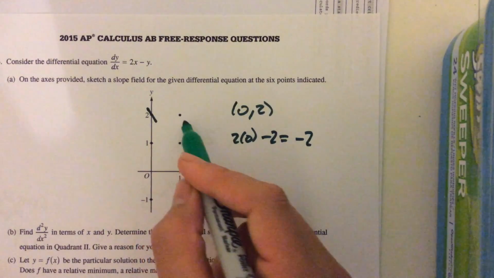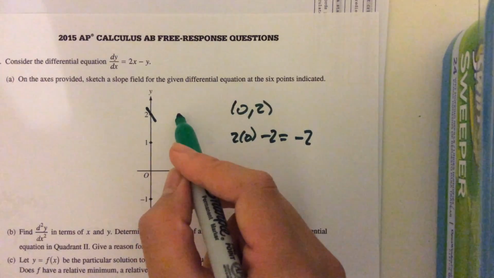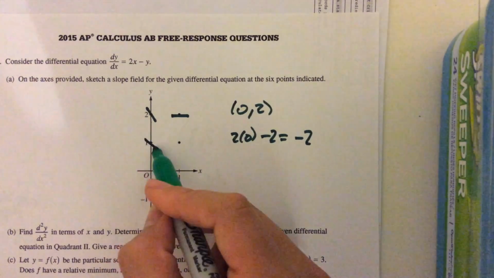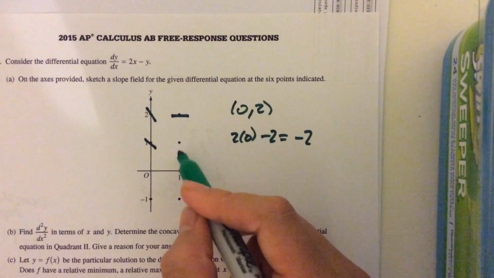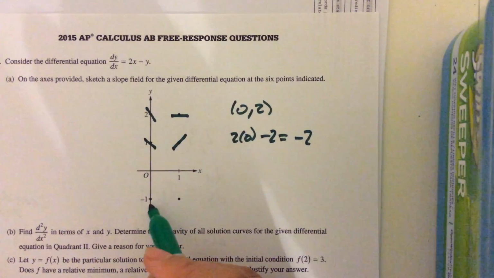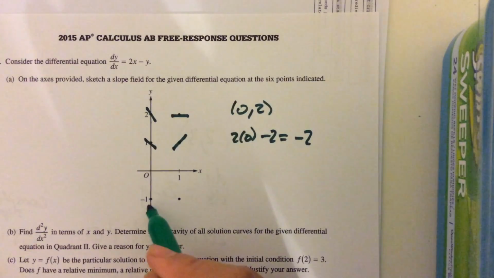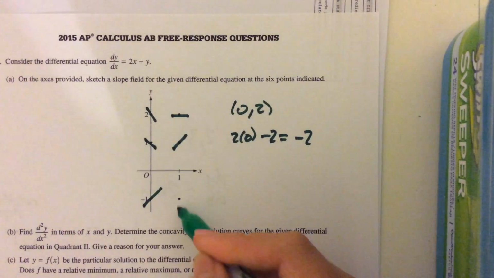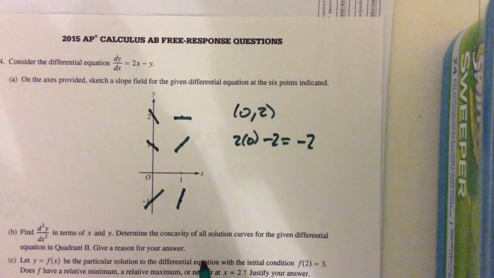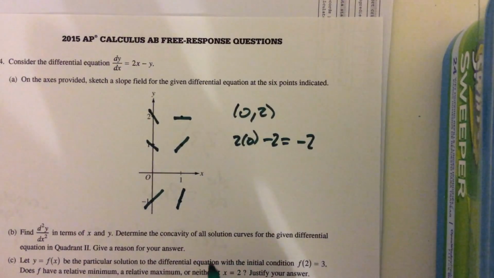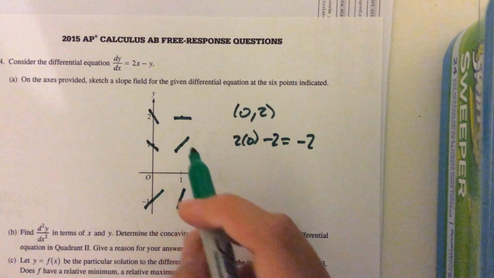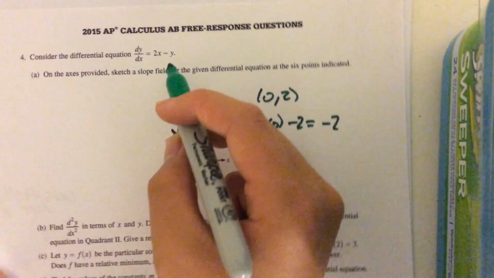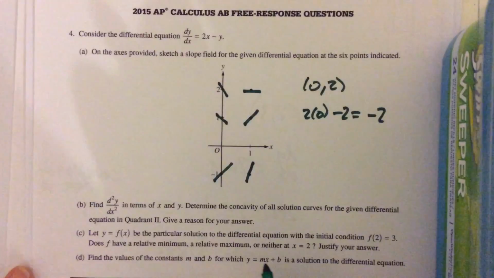If you do it at 1, 2, it would be 0. At 0, 1, it would be negative 1. 1, 1 is positive 1. 0, negative 1 has a slope of 1. And finally, 1, negative 1 has a slope of 3. So to recap, all you do is find the slope at each of the points, which you do by plugging the x and y value into the equation 2x minus y. So that's a very simple problem.